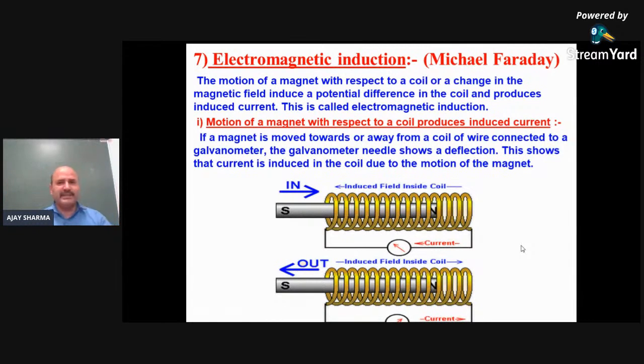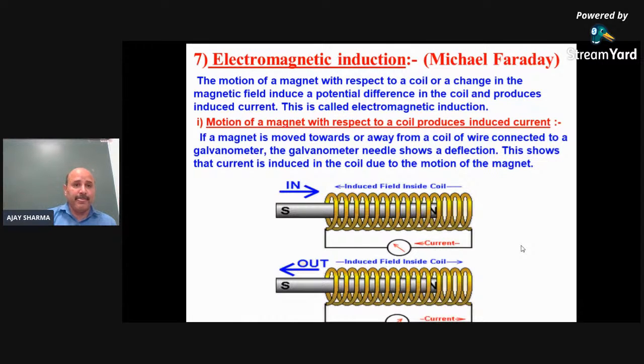So electromagnetic induction. Now, what is electromagnetic induction? This is very, very important concept. Michael Faraday, he explained the concept of electromagnetic induction. And electromagnetic induction, as the name itself, induction. Induction means to induce, to generate. Now, motion of a magnet with respect to a coil or a change in the magnetic field induce a potential difference in the coil and produces induced current.